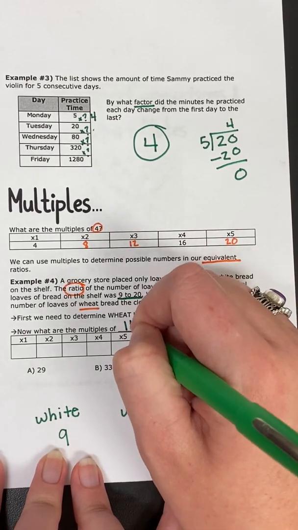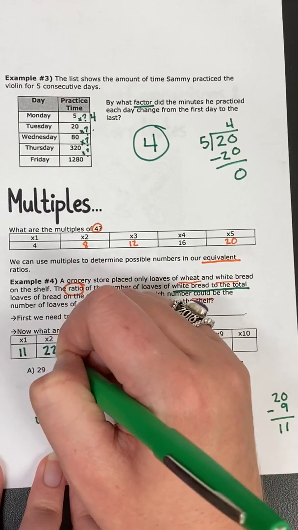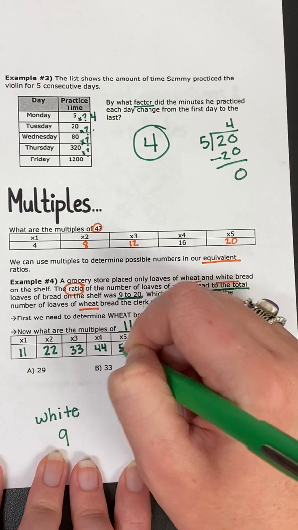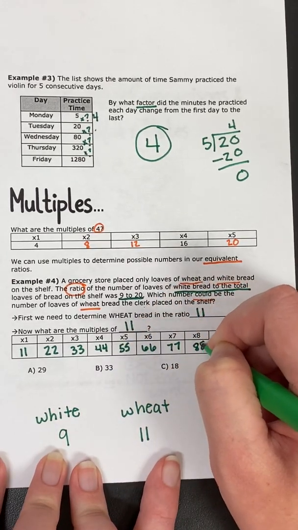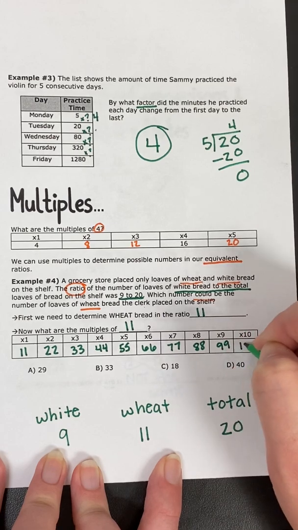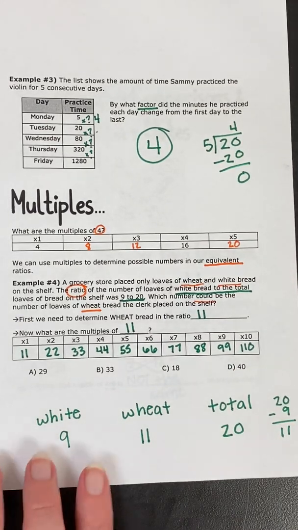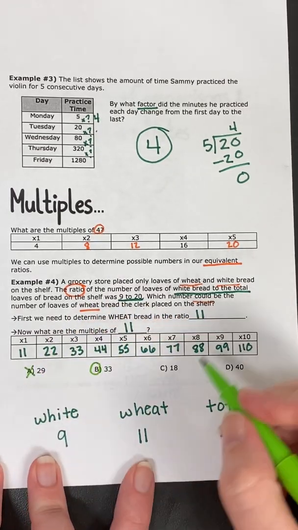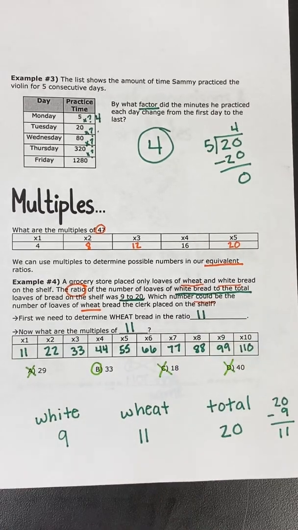So the multiples of 11 are 11, 22, 33, 44, 55, and so on and so forth. And then we just match our answer. So 29 is not here, 33 is, 18 is not, 40 is not. So that's how we get the answer to that one.